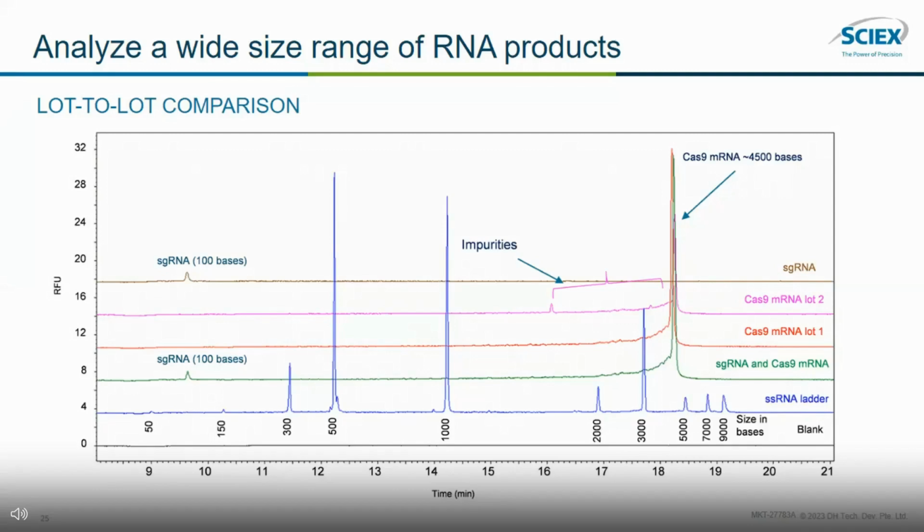We can also do co-analysis like you can see here in our co-mix of single guide RNA and Cas9 mRNA. This simultaneous analysis is great for high throughput work during process development and still delivers high resolution needed in quality control environments that can include doing lot-to-lot comparisons for the monitoring of product quality.